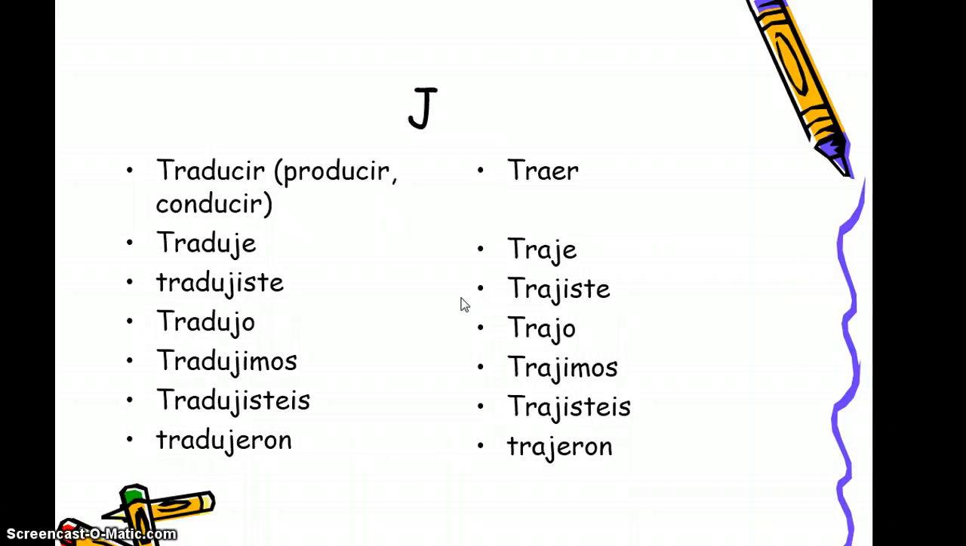In the J group, we get any verb that ends in ucir. For example, traducir, producir, conducir. So let's take the verb traducir, which means to translate. Producir, if you don't remember, means to produce. And conducir is to drive. It can also mean to guide someone someplace or conduct. Traduje, tradujiste, tradujo, tradujimos, tradujisteis, tradujeron. Notice the J in there.